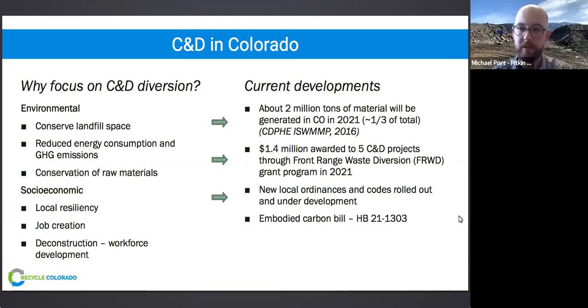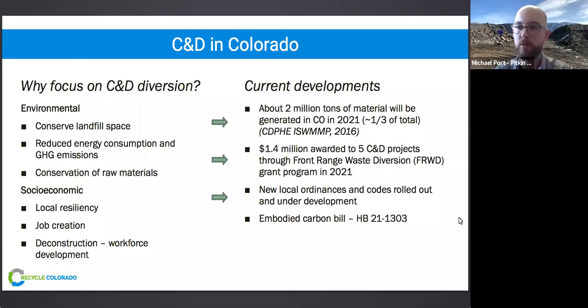There are, of course, different benefits from the environmental perspective: conserving landfill space, reducing energy consumption and greenhouse gas emissions, since a lot of these materials are energy intensive to produce, as well as conserving the raw materials that go into producing them. From the social and economic aspects, if we have more of a local building or reused building material supply, that can promote local resiliency, relying less on bringing materials in.